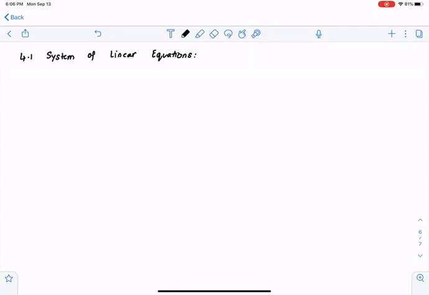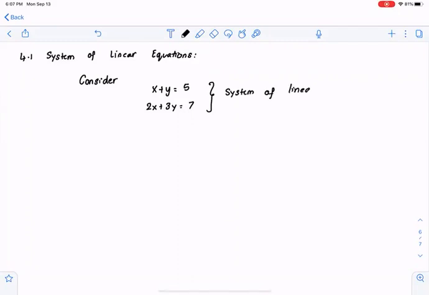Suppose we have these two equations, x plus y equals 5, and 2x plus 3y equals 7. Those two combined together is simply a system of linear equations.